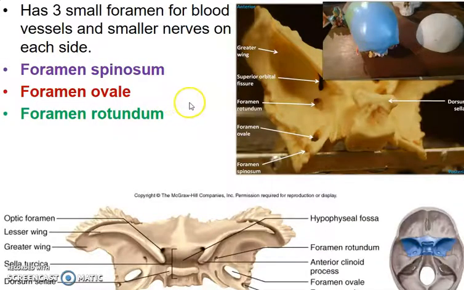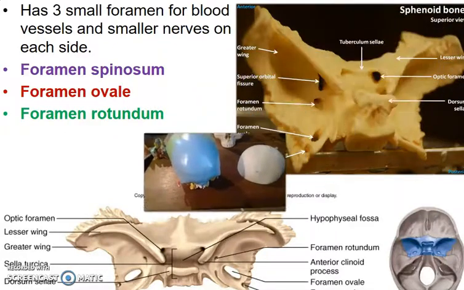Now, here are the foramina. So the optic foramen is right here. It is above the sella turcica. This is the foramen rotundum. It is sitting below the sella turcica and more lateral. The foramen ovale is right here between the 2 wings. The foramen ovale is an oval-shaped foramen, and the foramen spinosum is a little needle-like one.